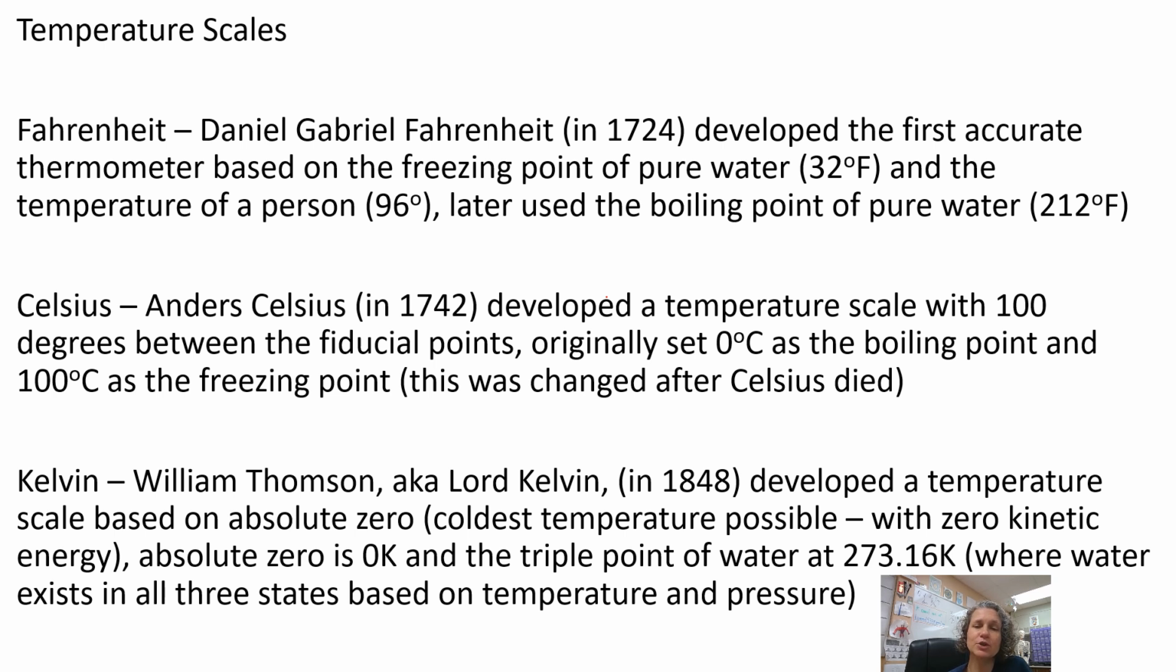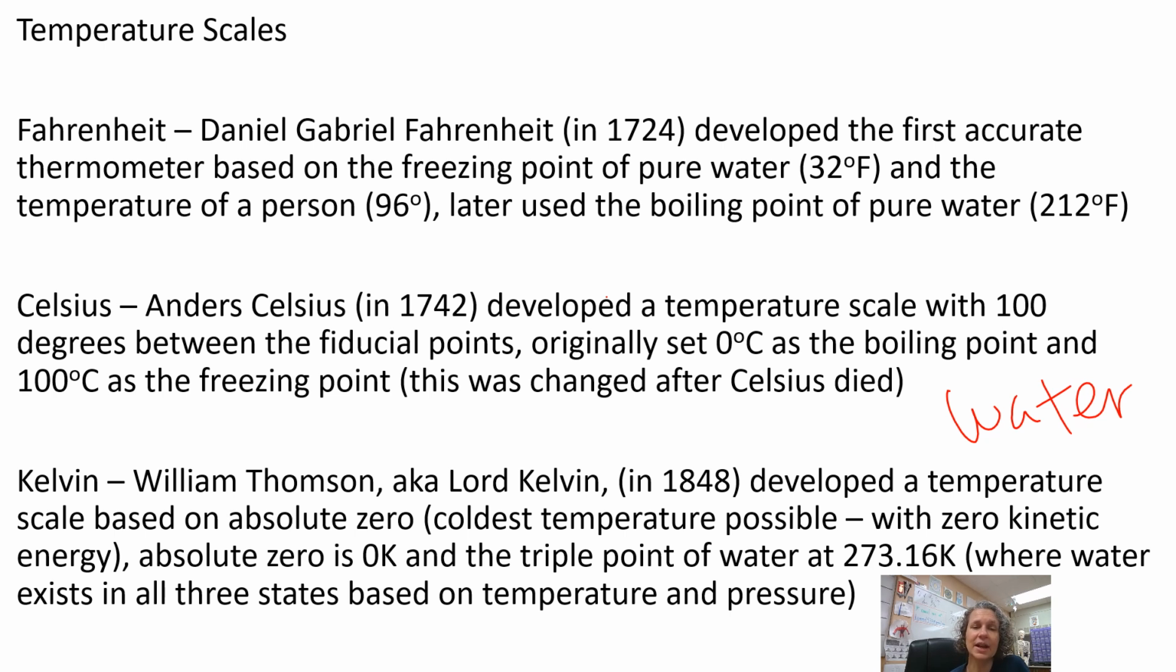So Anders Celsius, about 20 years later, developed a scale, and he wanted to have 100 degrees between the fiducial points. So he did use the boiling and freezing point of water. Sorry. Okay, and so originally he wanted the zero, the lower number, as the boiling point, and then 100 degrees as the freezing point.